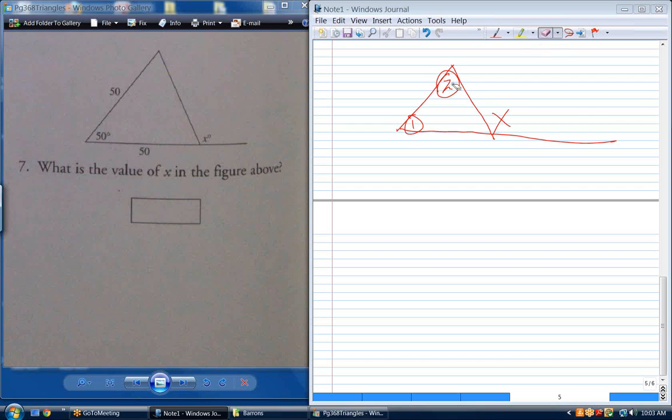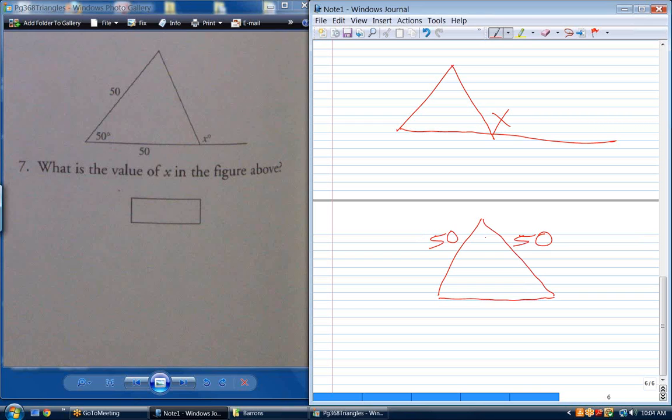And there's actually something else going on in this that you need to recognize. And it's harder to recognize because of the way they've drawn it. If I drew it like this, what is angle 1 and what is angle 2? Um, 65 and 65? Correct.